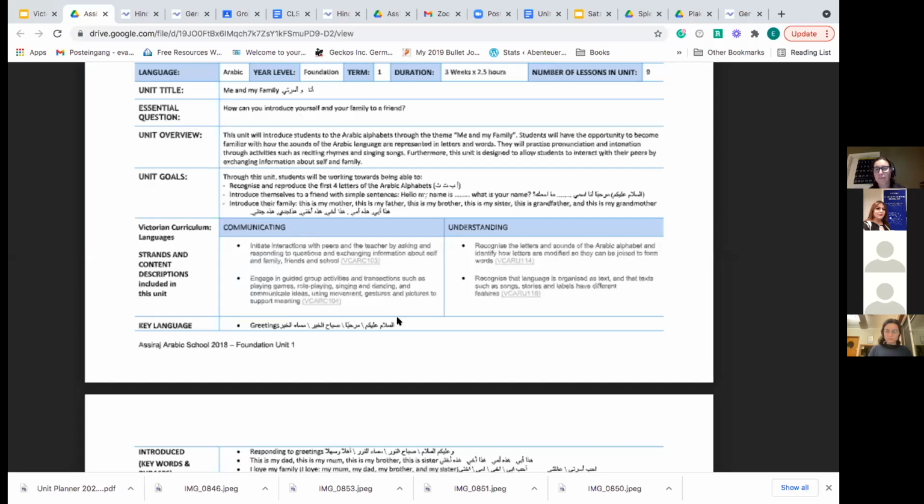The same on this side with understanding. Here the goal is to recognize the letters and sounds of the Arabic alphabet and identify how letters are modified so they can be joined to form words. And you will find it in the overview as well.